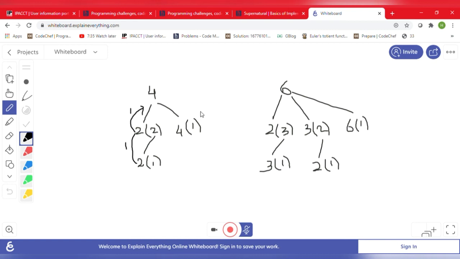Similarly, 4 is not divisible by 3, so we cannot have 3 in our answer. 4 is divisible by 4, yes, and the quotient is 1. So 1 is the base condition. Whenever we get 1 as the quotient, we return 1 from there. So for 4 the answer is 2.